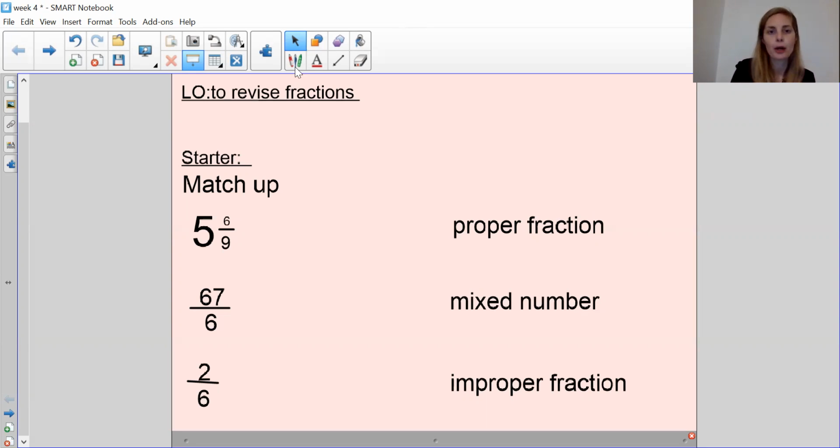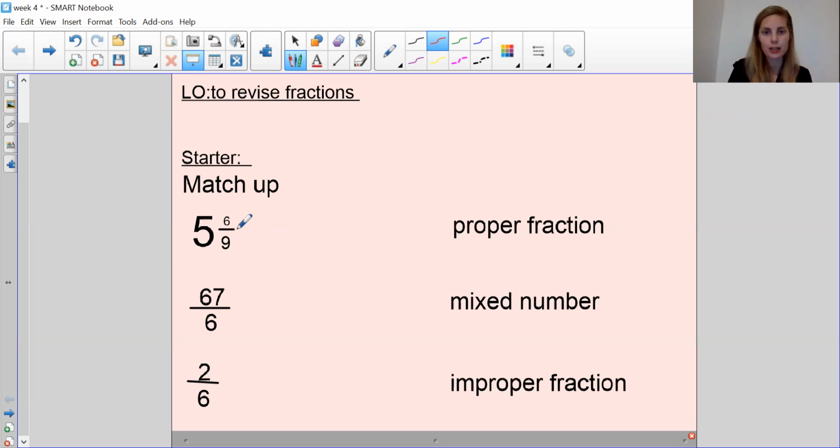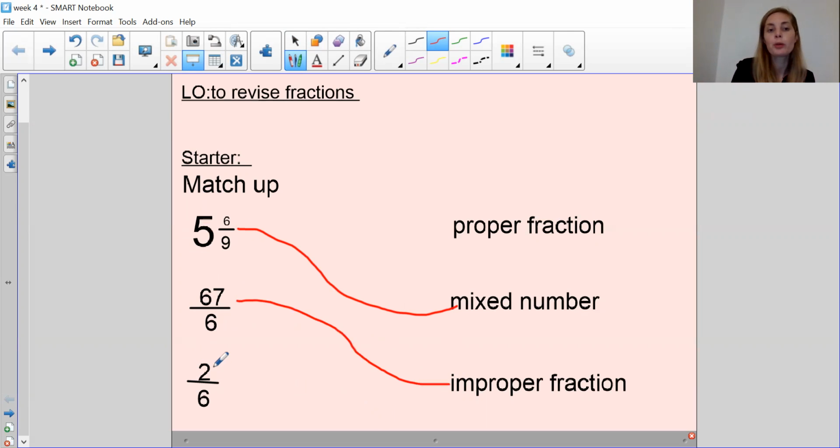Super, so let's have a quick go at this. So we have a whole number and a fraction. So if we have a whole number plus a fraction, it is going to be a mixed number. If our bottom number, which is our denominator, is smaller than our top number, which is our numerator, it is going to be an improper fraction. And when our numerator is smaller than our denominator, it is going to be a proper fraction.